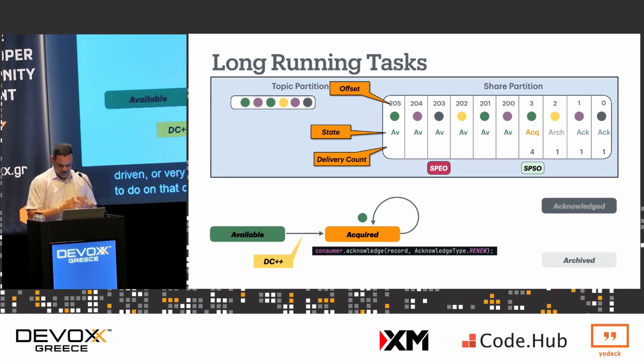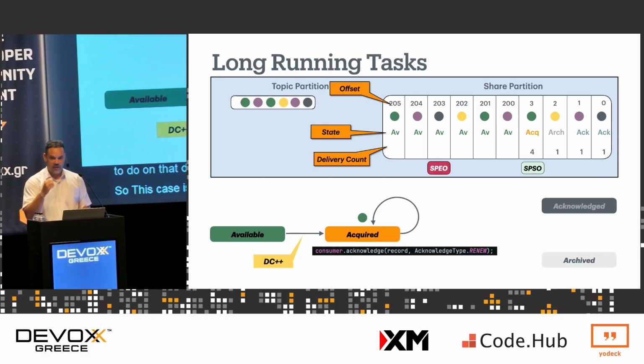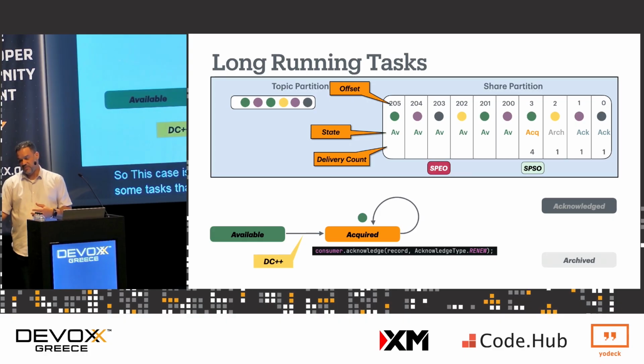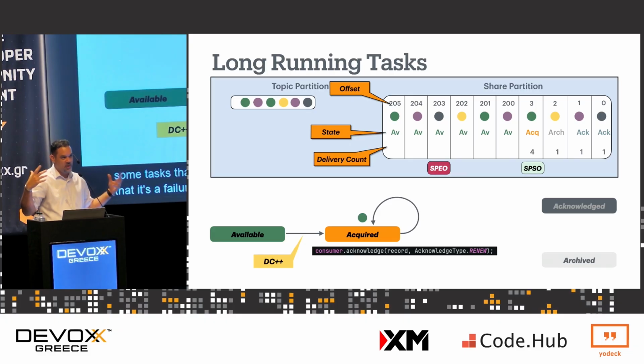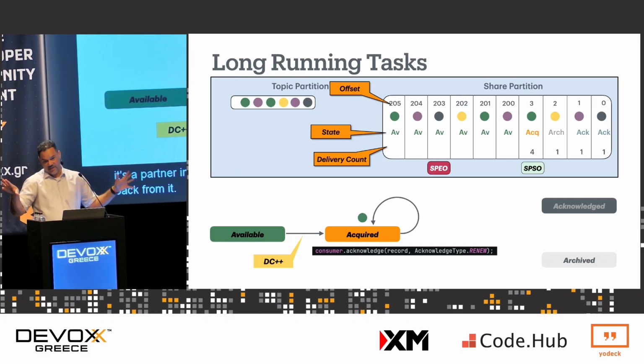So this case is where we take that specific task or that specific event, and we want to fire off some task that may run longer than our 30 seconds. Doesn't mean that it's a failure. LLMs aren't instant, are they? Takes a little while for them to return. Maybe it's a partner integration that we're trying, and it's going to take a while to get our response back from it. 30 seconds is a long time in processing parlance.